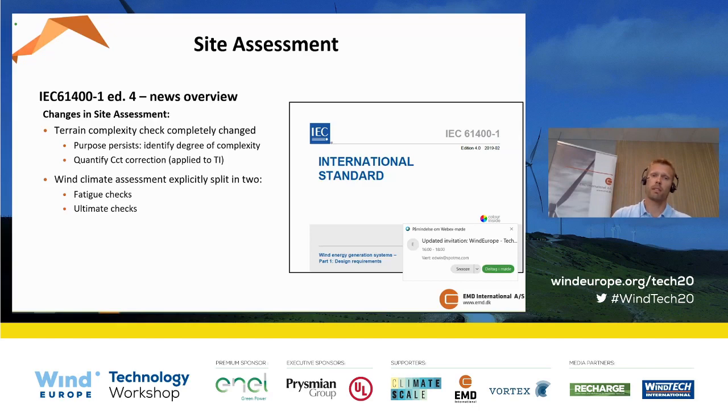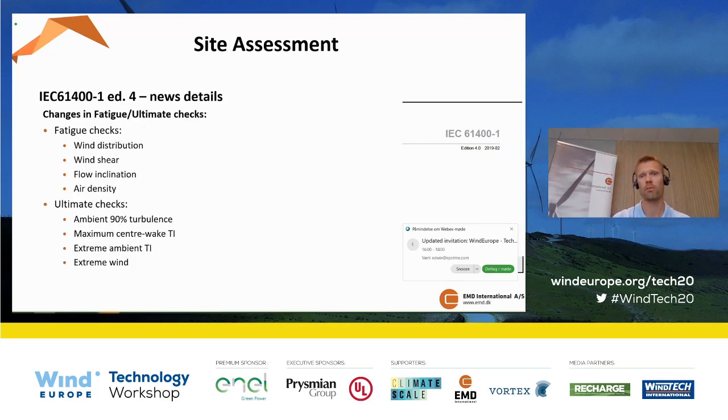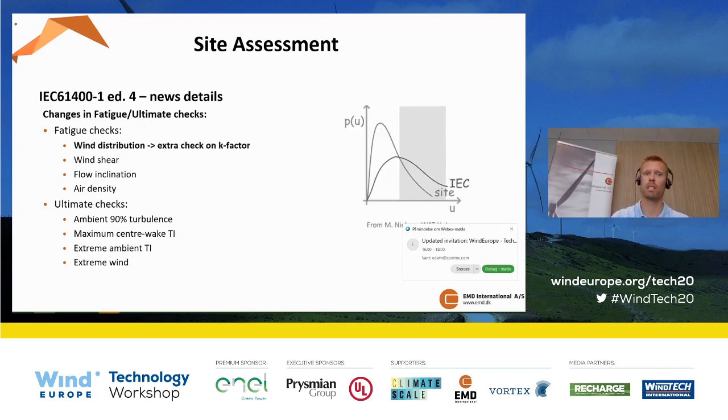And then in the new standard, there's an explicit split in the wind climate checks into fatigue-related checks and ultimate checks, which relate to the extreme conditions. There are some important changes in some of these checks, and I'll take you through those. The ones with the main changes I've listed below here. First, the wind distribution. An additional check has been introduced on the Weibull shape factor, what we call the K factor.